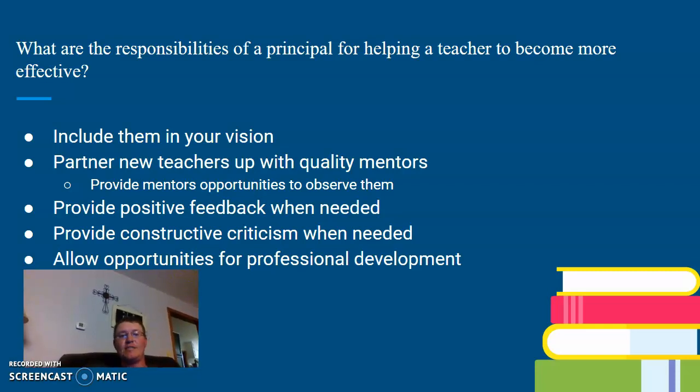You can also provide positive feedback when needed, provide constructive criticism when needed. I tell our players, I'm going to be your biggest critic. That's what I'm paid to do. I'm also going to be your biggest fan when you do things correctly. And I think that's important for people to see and important for people to hear. You also have to allow opportunities for professional development. Anytime our teachers want any type of professional development opportunities, our faculty and staff are always supportive of that goal.